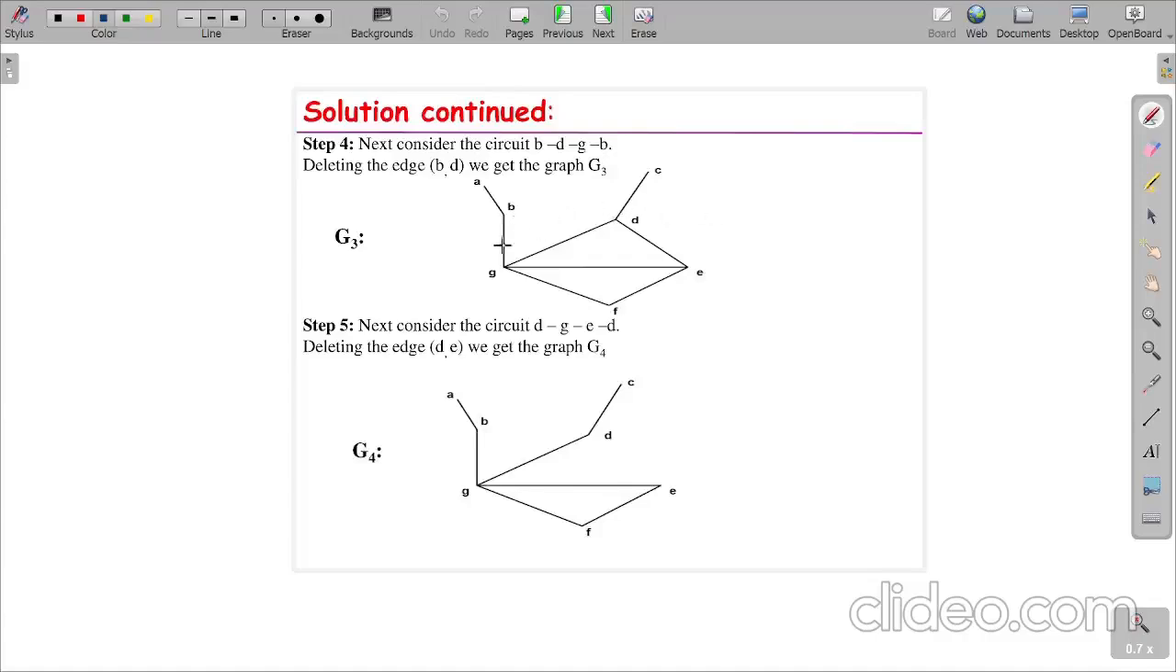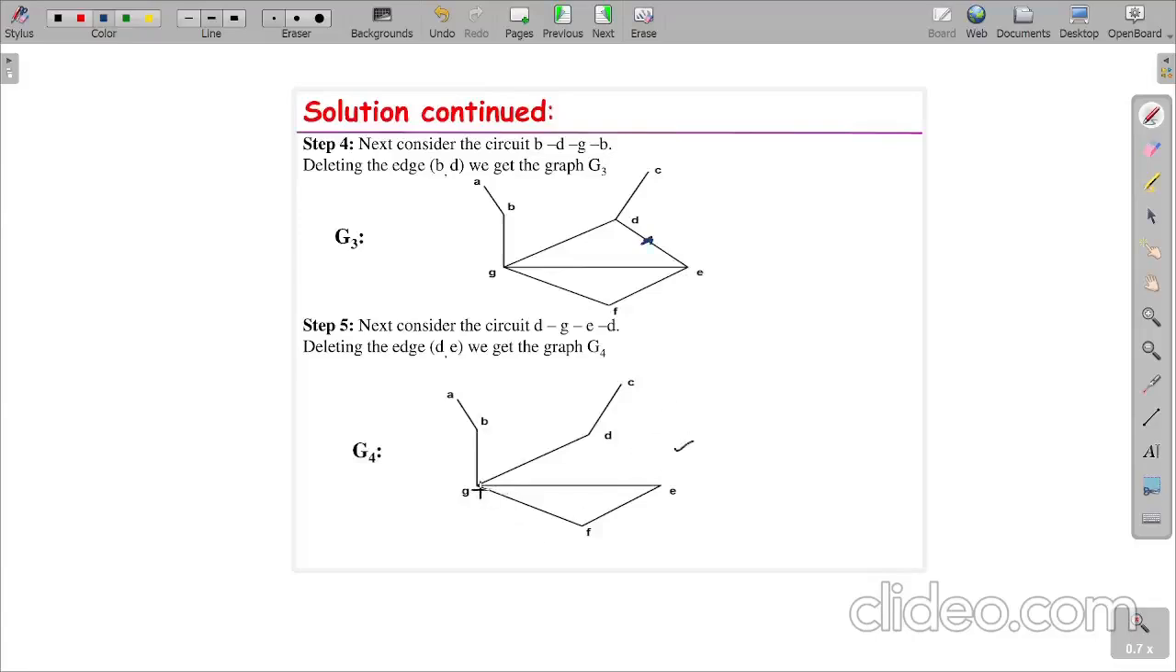BD. We are deleting BD. Next, we are considering circuit DGCD. DGED. We are considering this circuit and we are deleting edge DE. Then we are getting this.